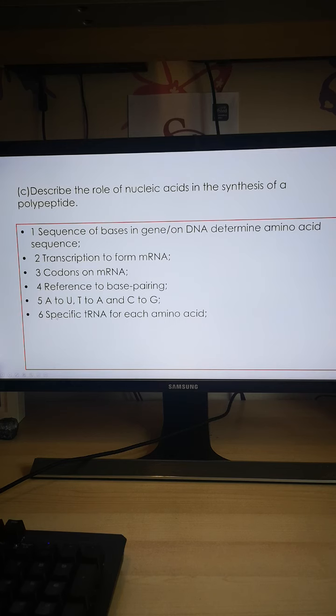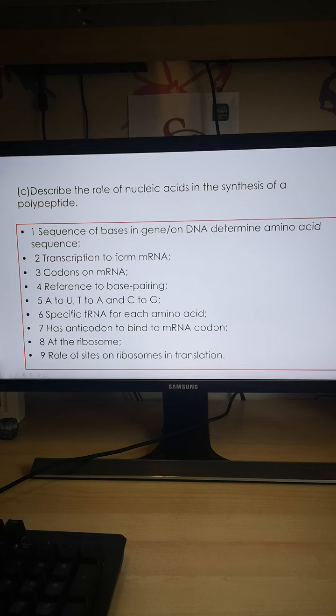And then the idea that a specific tRNA will carry an amino acid during translation. It has an anticodon which is complementary to the codon on the mRNA. That process is happening at the ribosomes, and the ribosome, in terms of the final mark point, is the site of translation. It moves along the mRNA to include the next codon until the process stops, the stop codon is reached.